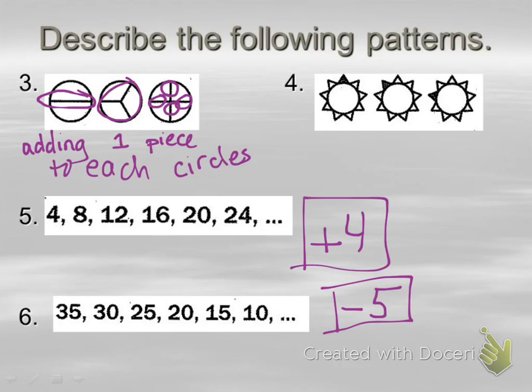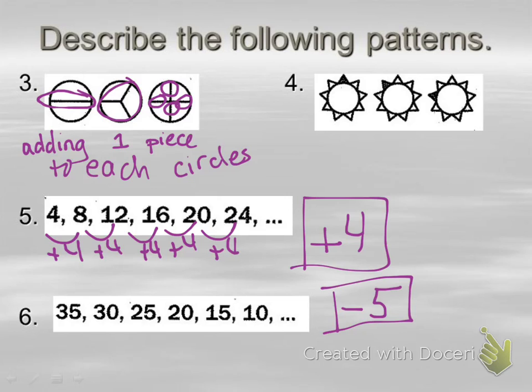So, number 5, between 4 and 8, you could think, oh, they're either multiplying by 2 or they're adding 4. Both of those would work. And then just see which one holds up for all the rest of the numbers. Here you're adding 4, adding 4, adding 4, and it holds up between all the numbers, so we know for sure it's adding 4.